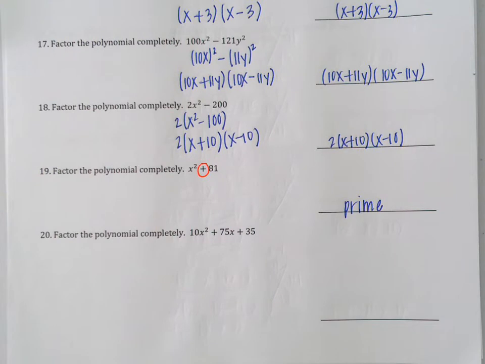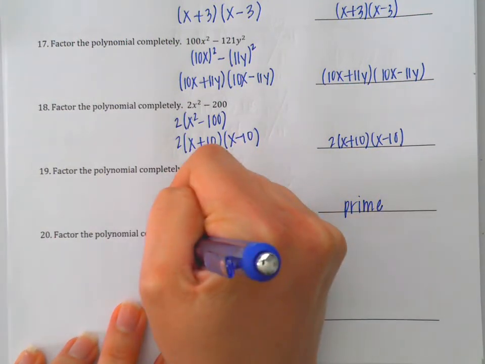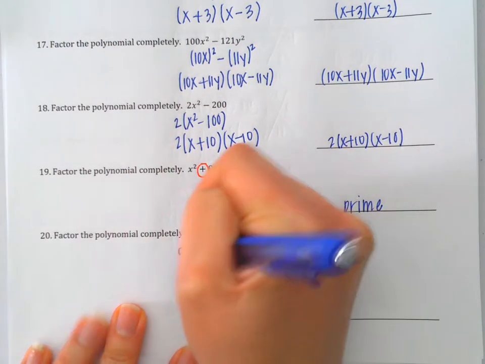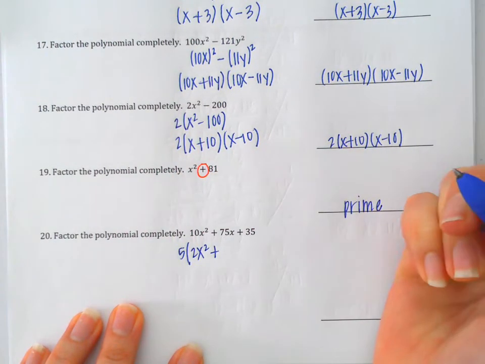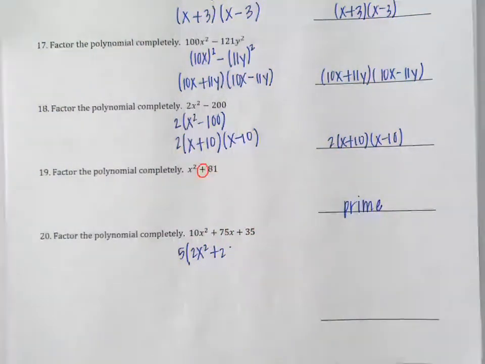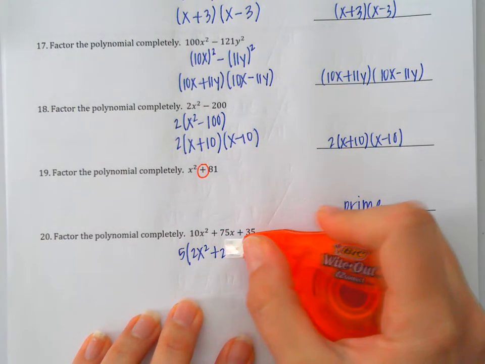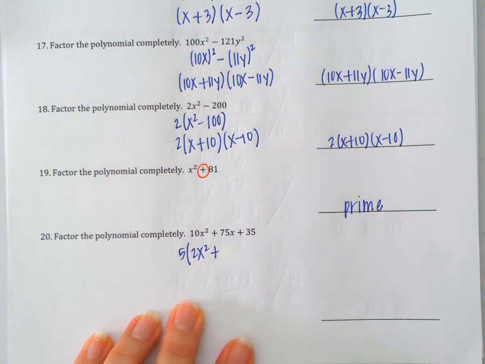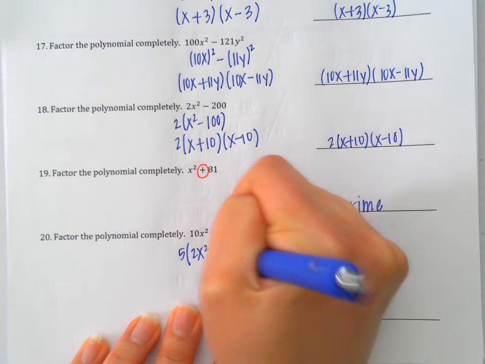Okay, so then 20. So 20, 10x squared plus 75x plus 35. I first think, is there a GCF that I can factor out between all of those terms? And there is. All of them are divisible. Every single term is divisible by 5. So I'd be left with 2x squared plus, not 25, 15. Sorry, that was poor math there. I was thinking 3. Okay, so 15x plus 7.